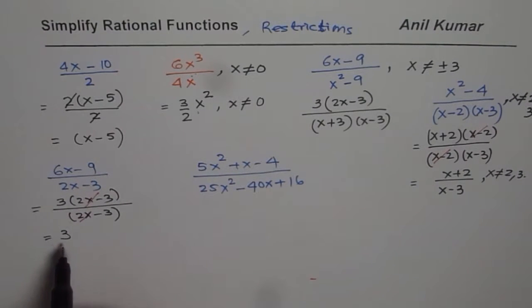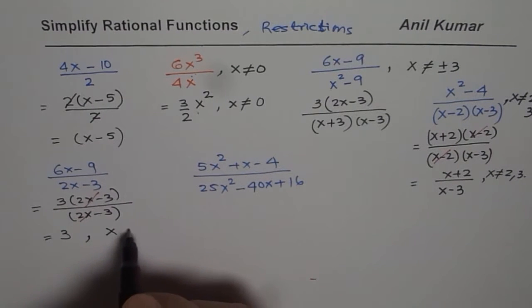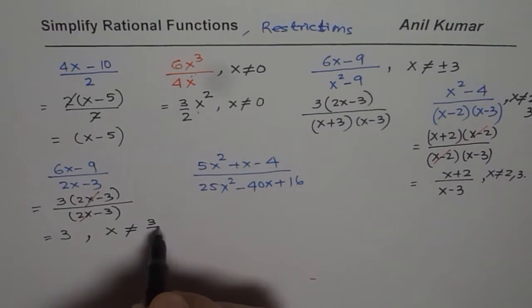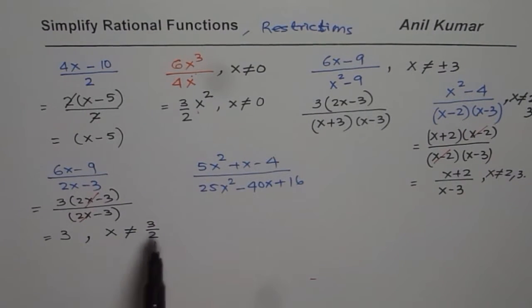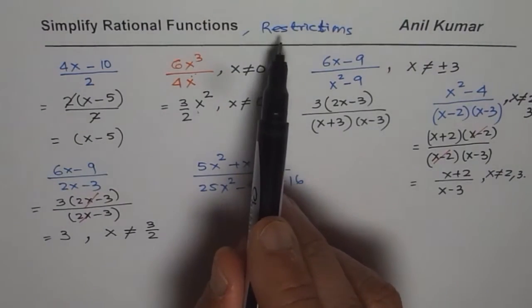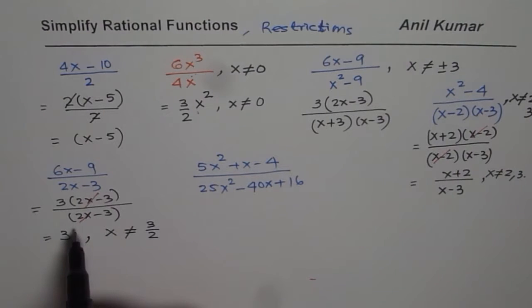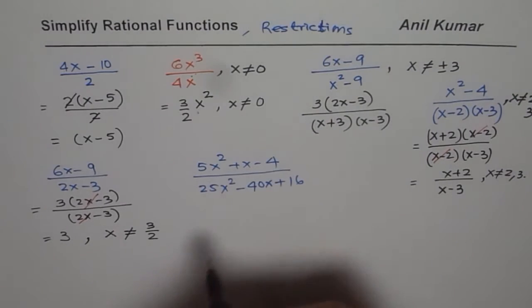But if you write just 3, then you are making a mistake. What should you include? We should include the restriction. The restriction is x is not equal to 3 over 2. You get the point. So that is what we call simplify rational functions and write restrictions. So here simplify basically is a process of factoring numerator and denominator and then simplifying by taking off the greatest common factors. Correct? So let's simplify this expression.